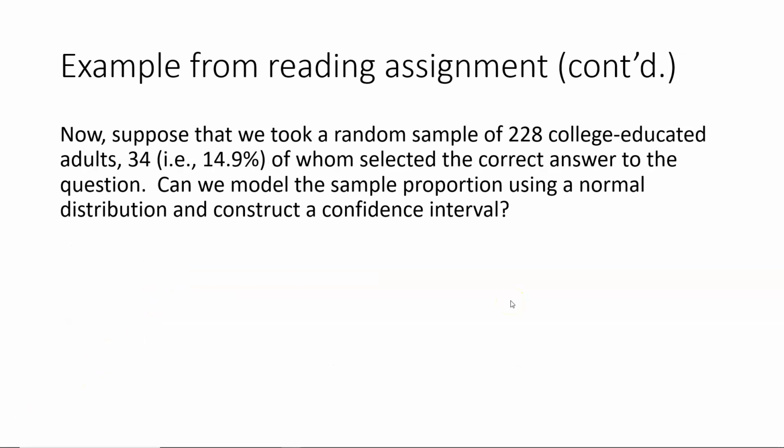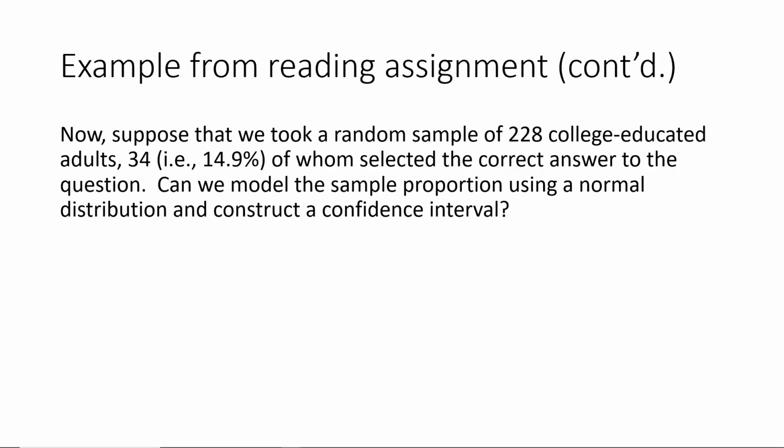So now that we've constructed a null and alternative hypothesis for this hypothesis test process, the next step would be to go get a random sample of college-educated adults. So suppose that we did that. We took a random sample of 228 college-educated adults, and the data we gathered showed that 34 of them selected the correct answer to the question. Notice that that's only 14.9%. So we're already a little bit suspicious of how well college-educated adults do with that low a value, because 1 out of 3 would be 33 1/3%.